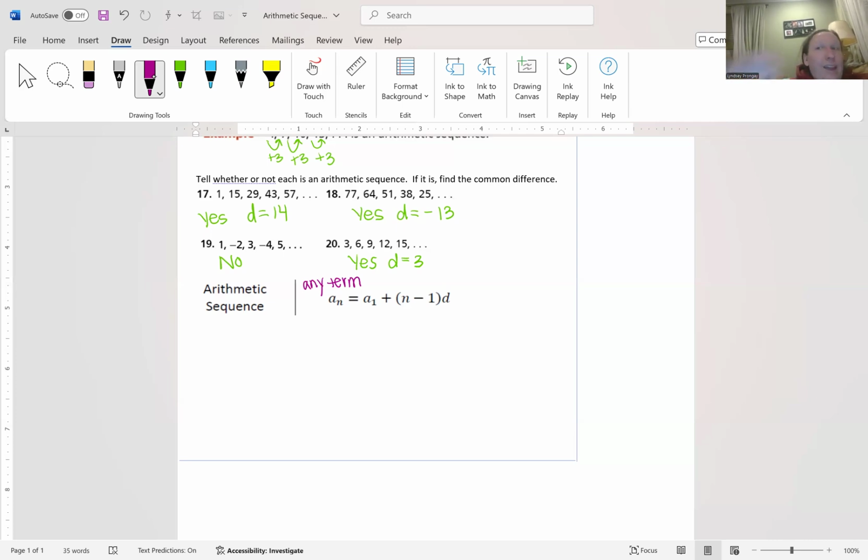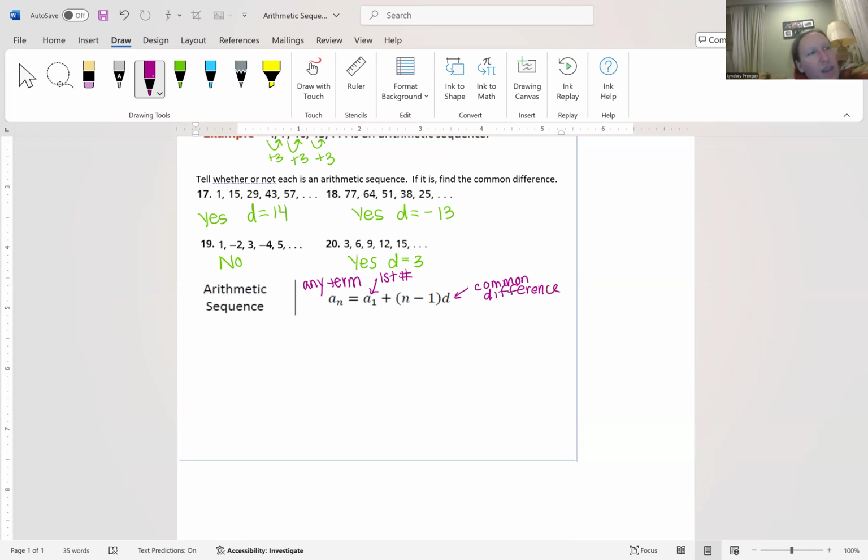And really it's just saying any term we want is going to be calculated using this formula. Okay, a sub 1, hopefully based on what I just said, you realize that this is going to be the first number in the sequence. The d, I'm going to jump over here because we already talked about that. That is our common difference. Remember, sometimes it's positive, sometimes it's negative.